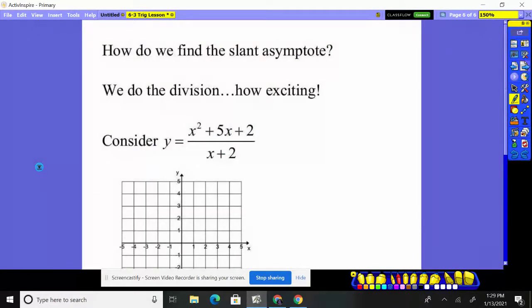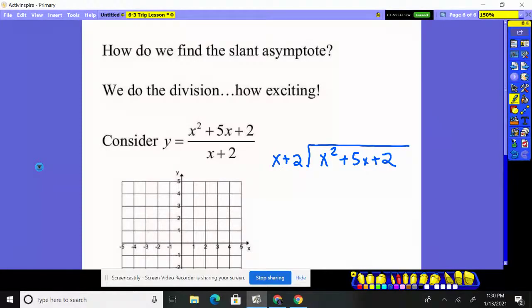So how do we find the slant? Your favorite thing, we have to do the division. I know you're excited. So let's consider y equals (x squared plus 5x plus 2) over (x plus 2). First of all, I would say, hey, does the top factor, does it cross out? Maybe it's just a hole, but it doesn't. The top doesn't factor. So I know there's a slant here because the bottom is degree 1, the top is degree 2, so the top is one degree higher. So how do we do it? This is why I taught you how to do division. So we go ahead and do the division.